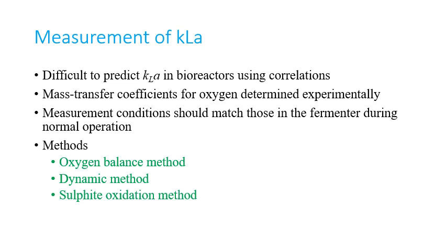When you measure KLa, you might measure it with or without cells, or when you are performing or not performing the actual fermentation. So whatever fermentation process you have in mind, KLa measurement should be performed under the same fermentation conditions that you're planning to perform your fermentation in. Therefore, measurement conditions should match those in the fermenter during normal operation. What are the different methods here? You have the oxygen balance method, the dynamic method, and the sulfite oxidation method. We'll see each of these in detail in the coming slides.